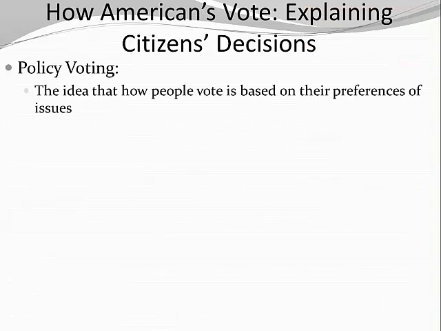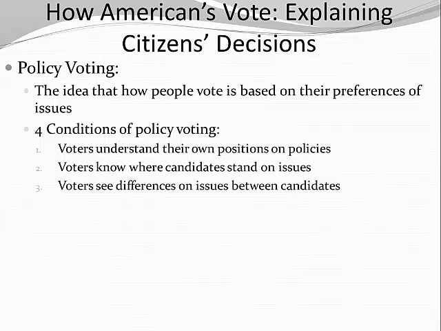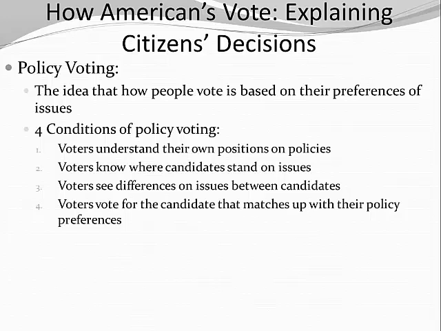Okay, let's talk about policy voting. This is the idea that how people vote is based on their preferences on issues, and there are 4 conditions of policy voting. 1, voters understand their own position on specific policies. 2, voters know where candidates stand on issues, which can be difficult sometimes. 3, voters see differences on issues between candidates, which also can be difficult sometimes. And finally, number 4, voters vote for the candidate that matches up with their policy preferences. And this actually happens a lot less than you would probably think. It's not very easy to meet all 4 conditions.